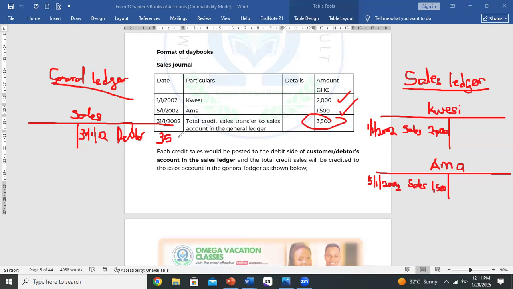And you have done the posting for the totals as well. Okay, so if this book had been a purchases day book, it will be the same, just that the names will change. Purchases ledger. And then under the general ledger, you would have opened what?